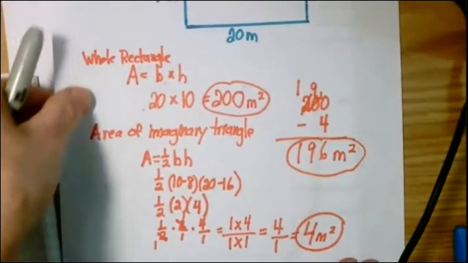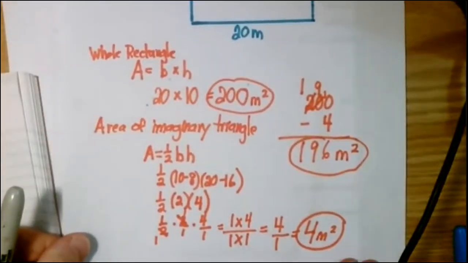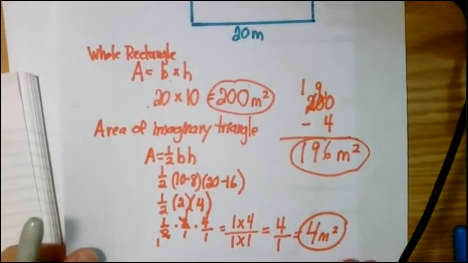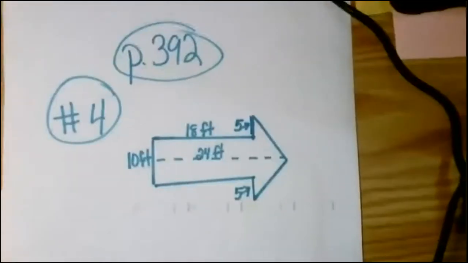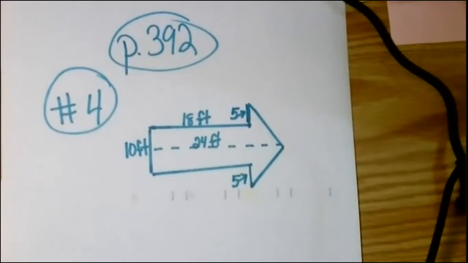Okay, go ahead and pause the video if needed to get that down. And then we're going to move on to number 4. Here is number 4. We have a lovely little arrow here. And we need to find the area of this shape.